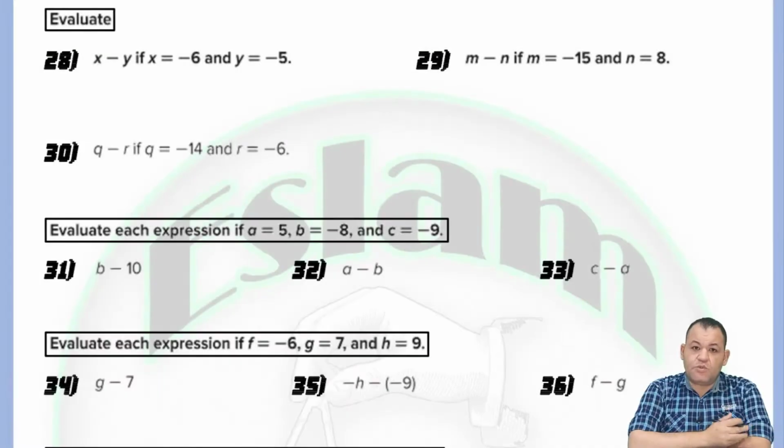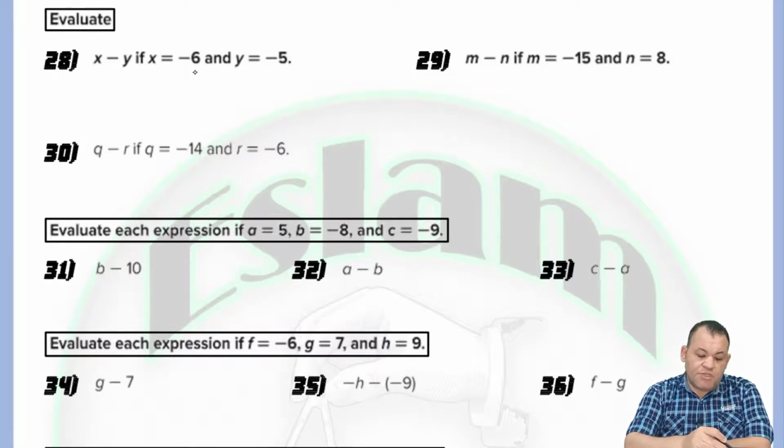In this part of the lesson, we need to evaluate. What is the meaning of evaluate? I give you two variables, x and y, a and b, m and n, and I tell you x is equal to a numerical value, y is equal to a numerical value, and I just want you to replace them. So we need to find x minus y.